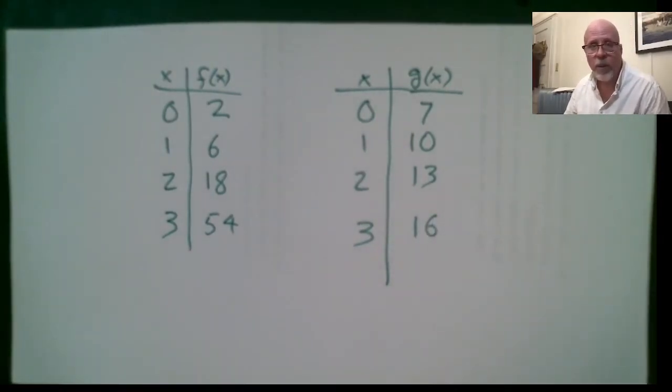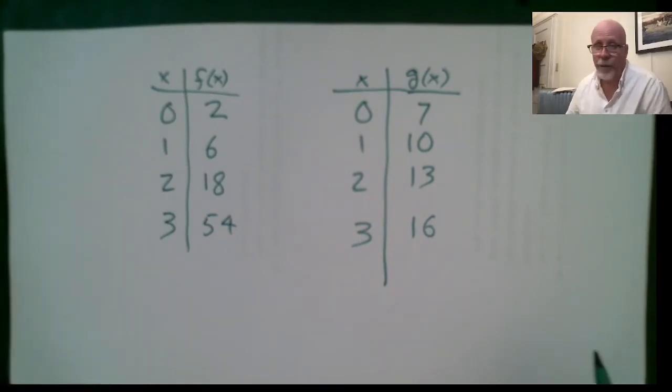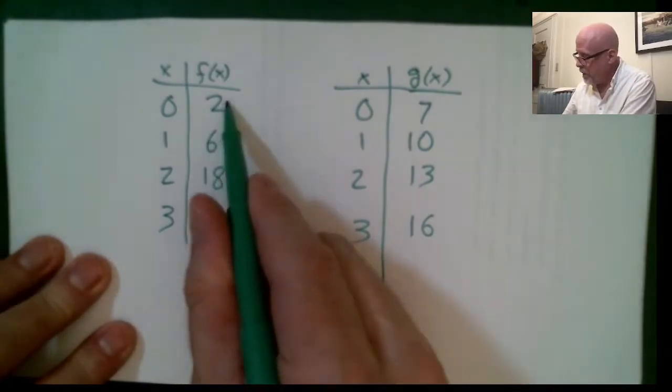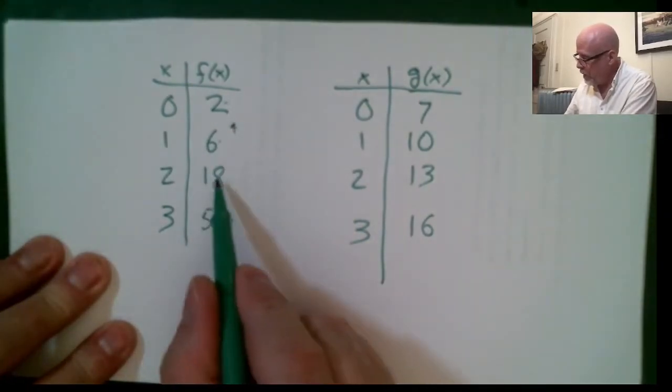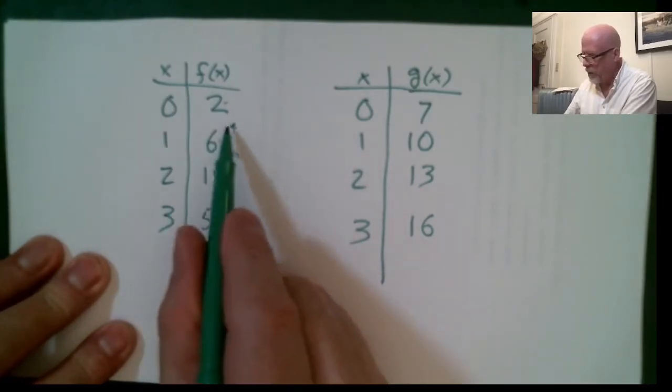Now, in one of these, there's one of each type here. So in one of them, you have a common ratio, and in the other, you have a common difference. Well, can you spot which one is which? Basically, you can try both things and see what happens, right? 6 minus 2 gets us a 4 there. 18 minus 6 gets us 12 there. Uh-oh, okay, it's not good.